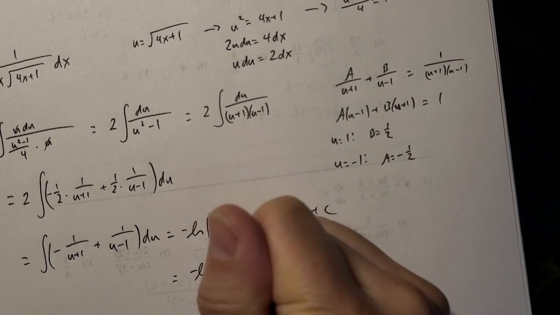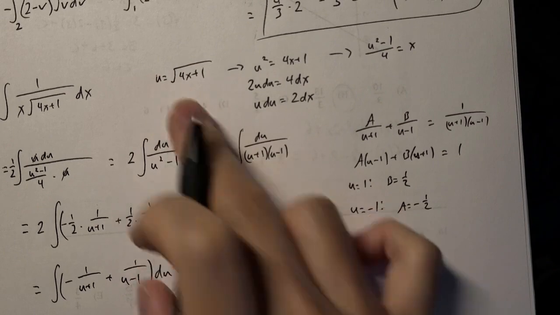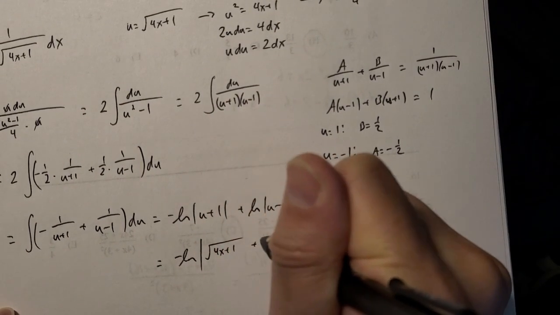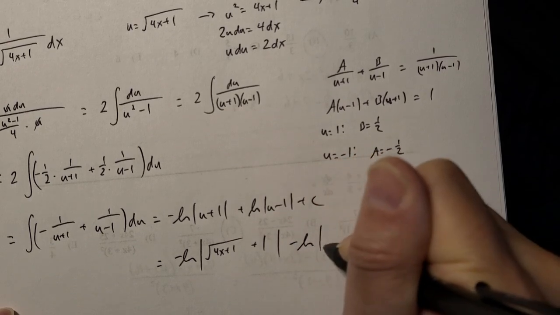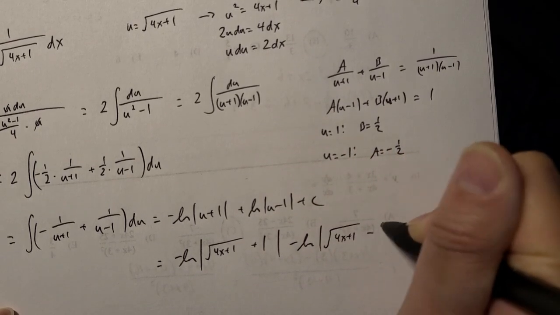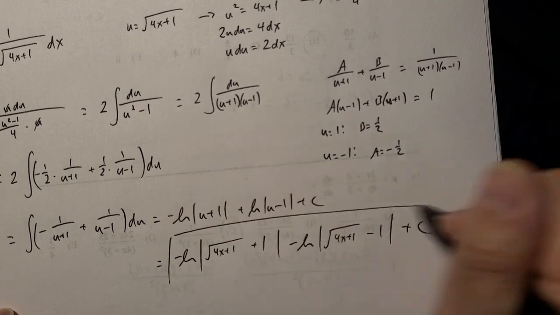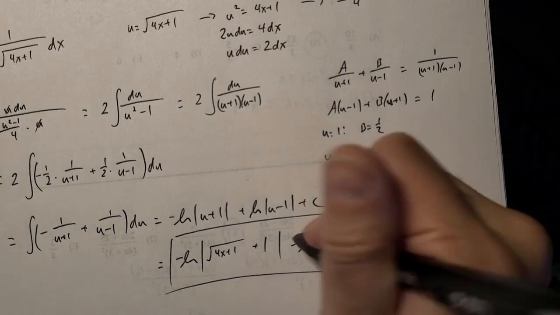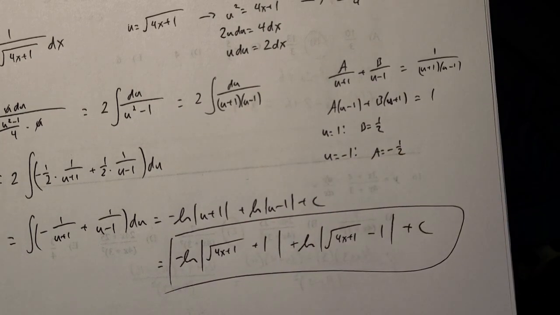Back substitute. What was our u? It was square root of 4x plus 1. Okay, and that's my answer. Of course, double check my work to see if I'm correct. This should be a plus. I don't know why we have a minus there.